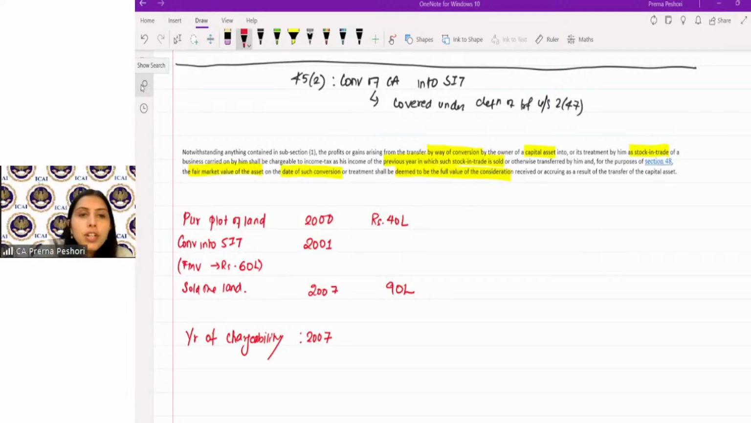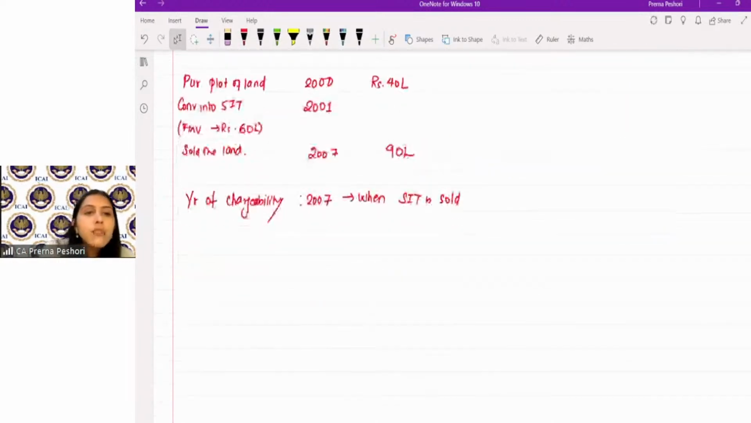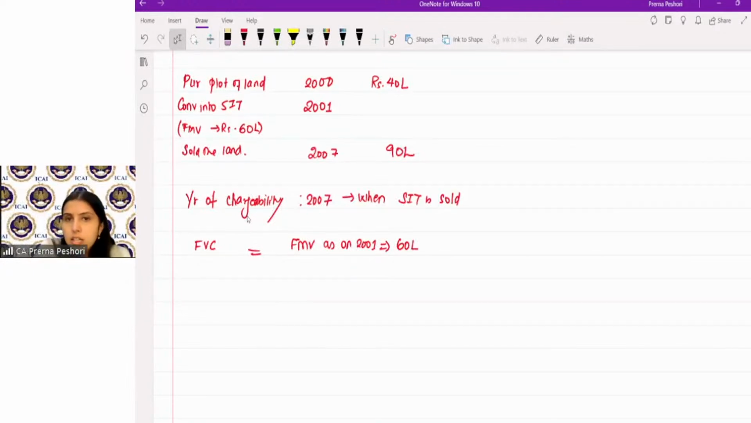When the stock in trade is sold. What will be my full value of consideration? This will be the fair market value as on 2001, which is 60 lakhs. Are we clear? Less my cost of acquisition, which is 40 lakhs, right? So this is under the head capital gain.